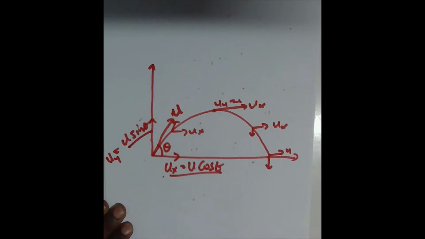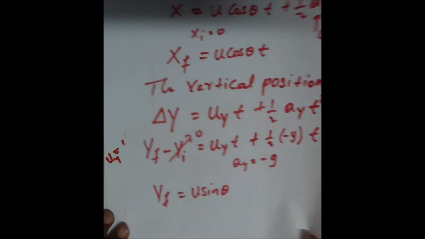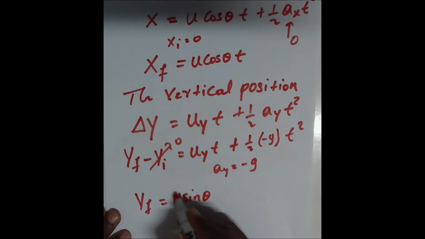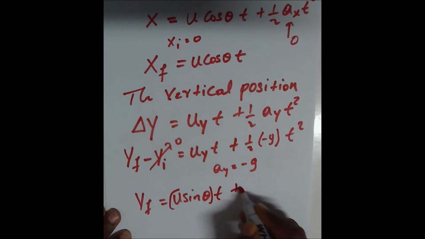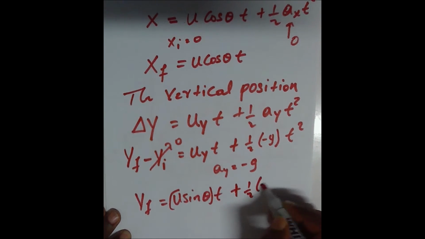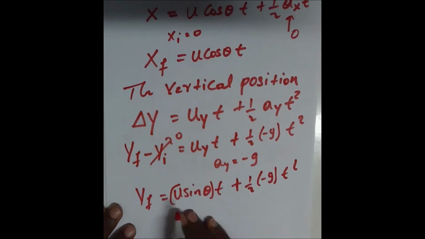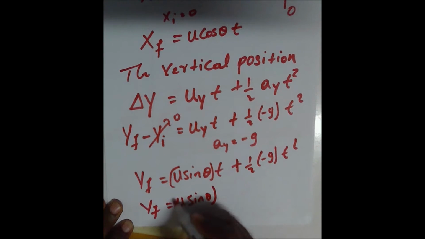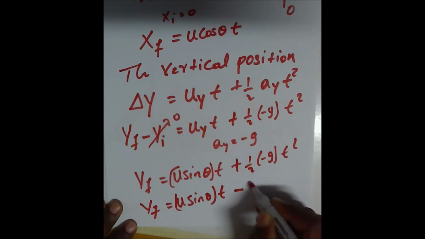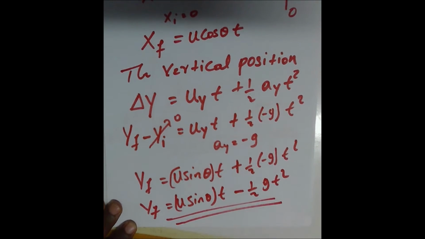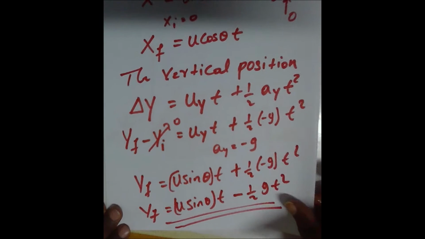So having this, now we come to this one. So y final is equal to u sine theta multiplied by t plus half multiplied by minus g times t squared, or y final can be written as u sine theta multiplied by t minus half g t squared. This is the value of y.